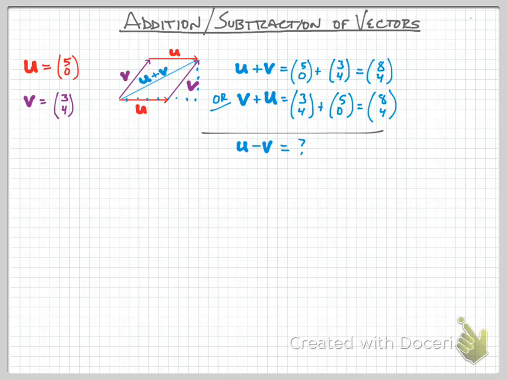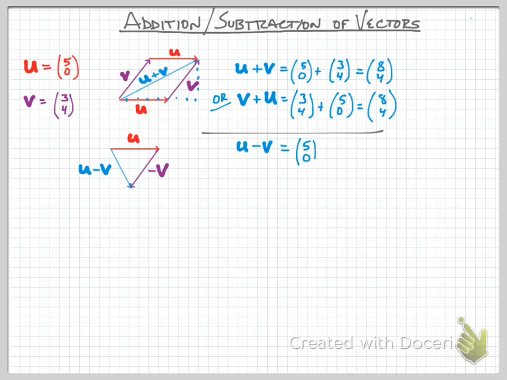So we're going to look at u minus v and see what that produces for us. Well, let's start with our u. We're going to draw that vector, and that's 5 in the positive x, 0 in the y direction. And then we have our negative v. So we're subtracting v, so we're going in the opposite direction than what we did before. So we've got our minus v. So our resultant vector is going to be when we cut across there.